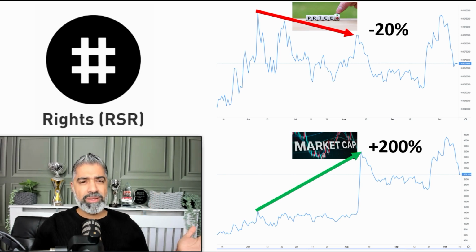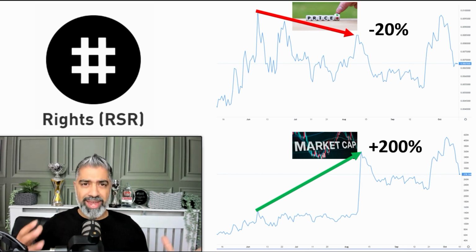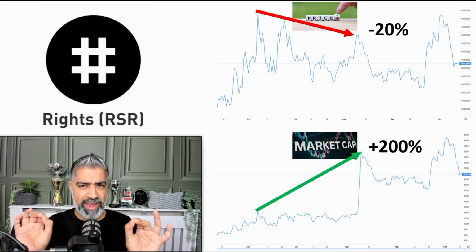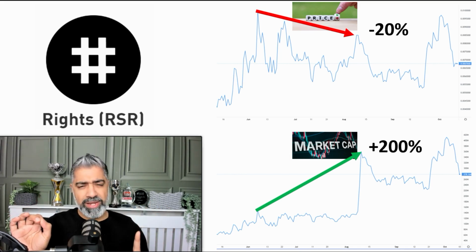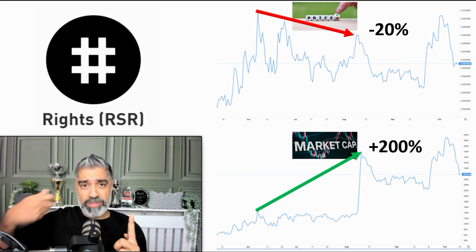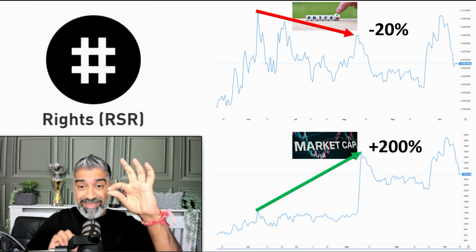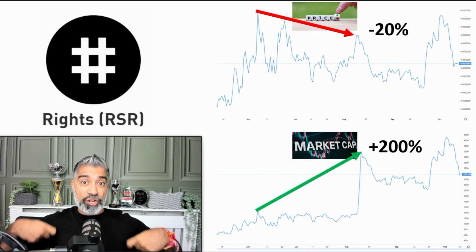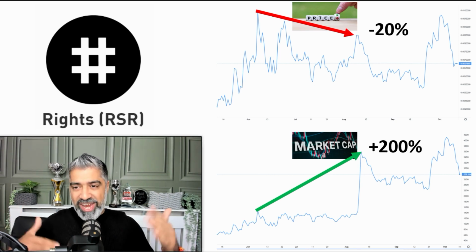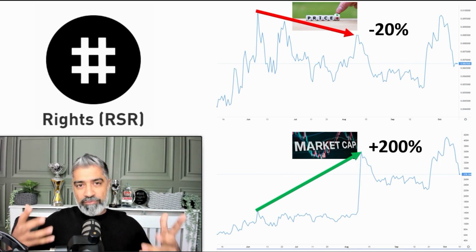How can that be? Well, remember the formula. Market cap is the token price times circulating supply. So if the market cap is going up, but the price is going down, that must mean there's a new issuance of tokens. And when there's this much difference, it means there's an aggressive release of new tokens. And that can really change the perception of the price action.